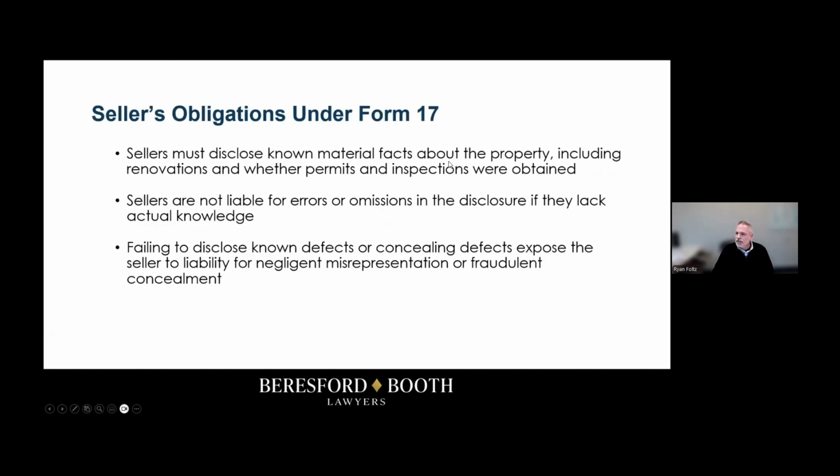So as I discussed, sellers must disclose known material facts about the property, and that includes whether there's been a renovation or remodel to the property. Sellers are not liable for any errors and omissions for facts that they simply don't know, right? So if there's conditions with the property that they're unaware of, they're not going to face liability for that. But failing to disclose known defects, or in the worst case, concealing defects, taking steps to actively conceal defects or actively concealing renovations or remodels that were not properly permitted, that will lead to liability.